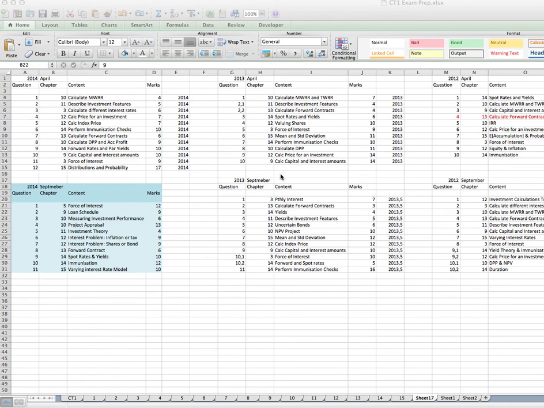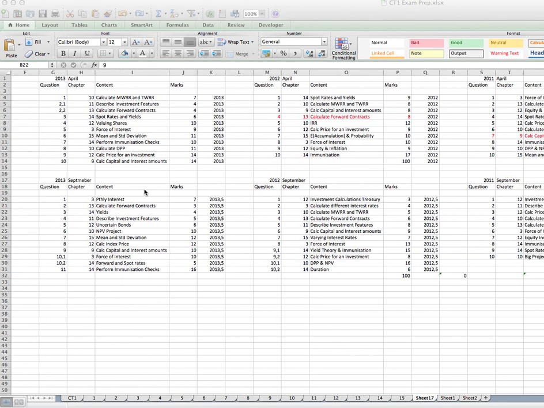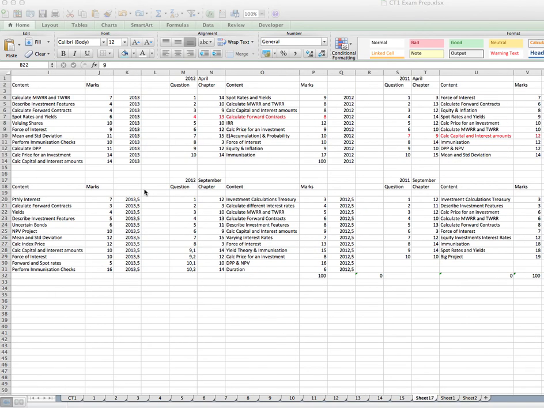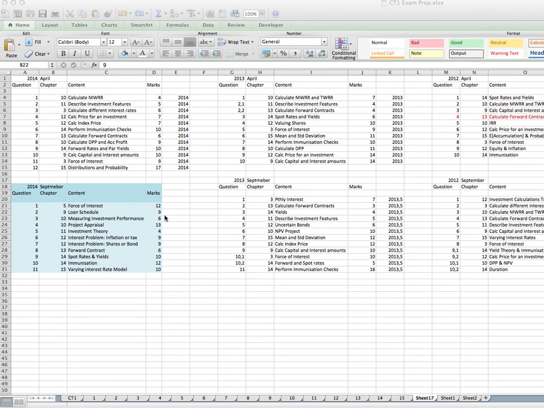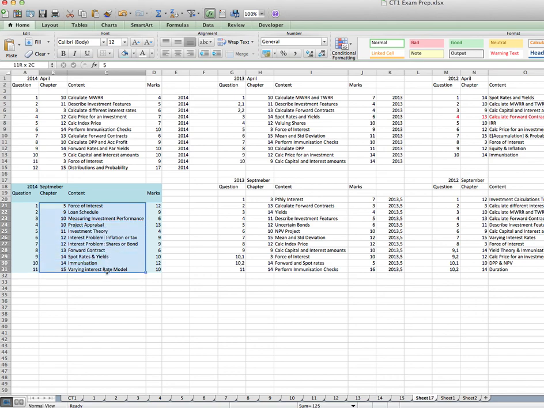I'm going to look at what's going to be in the exam and do a quick review of the subject. You can see I've made a little Excel sheet here of all the various years and the different questions they ask and how many marks they're worth. These exams seem to follow the same pattern, so this is what's going to be in the exam: these chapters, this content, and these are the marks I expect.